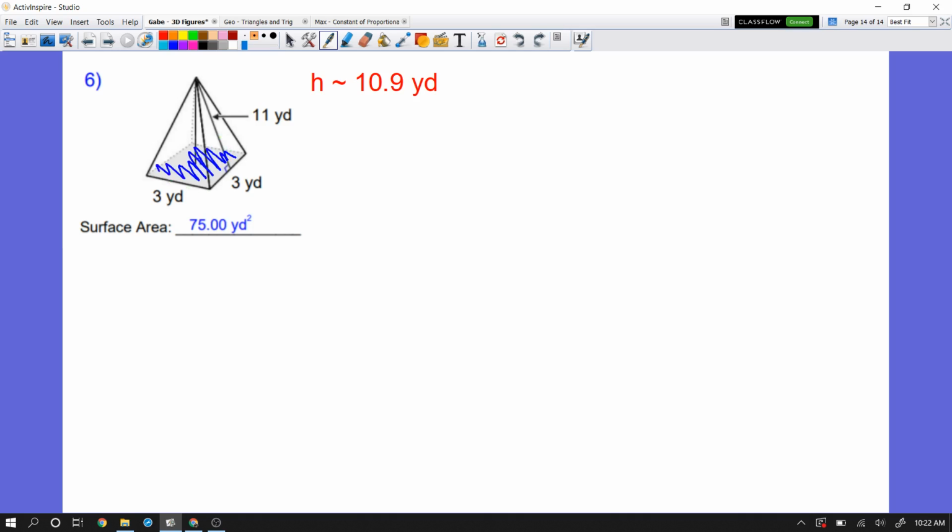Squares are all the same on every side, so it's 3 by 3, and there's a 3 over here and a 3 over here. So if you wanted to find surface area of this, you would find the area of one triangle, which would be 3 by 11 base times height divided by 2, and then you'd multiply it by 4 because there's 4 of them. Or you could just add it up, that plus that plus that plus that, plus the area of the base, which is 9.